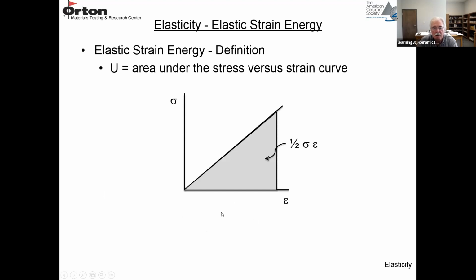And a simple way of looking at the stored elastic strain energy is just the area under the stress strain curve. So here's your stress versus strain curve. Here's your linear elastic behavior. The slope is Young's modulus. And the area under this curve at any particular strain or stress is 1/2 sigma epsilon. So that triangle that's in gray represents the stored elastic strain energy. So the higher the load or the higher the strain, the more stored elastic strain energy you have in the sample.